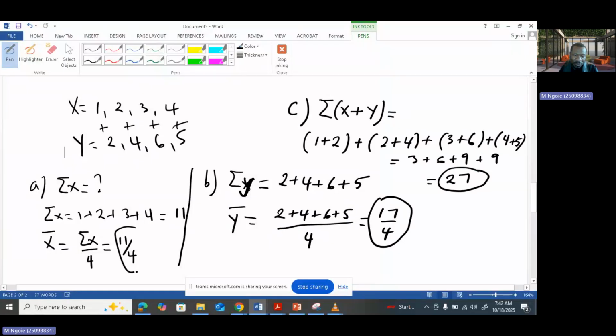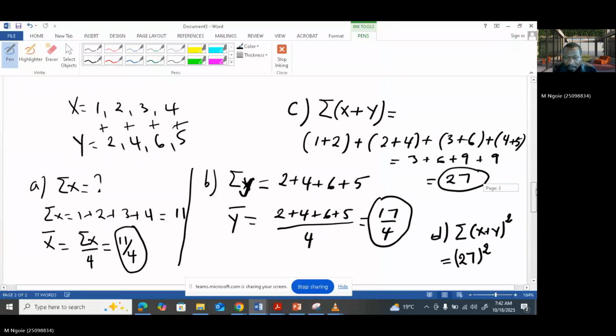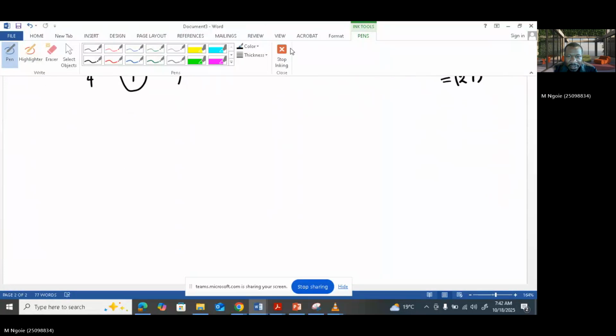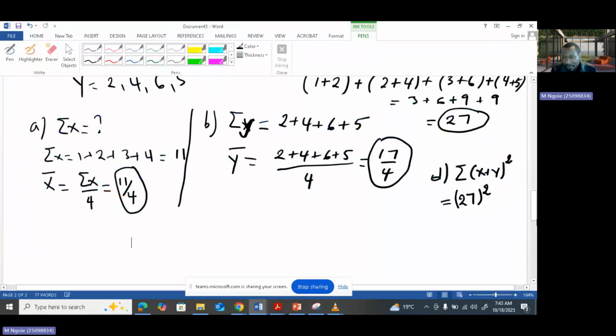So I'm just showing you different ways, right? But sometimes also they can ask you maybe to get the sum of x plus y, squared, right? So this one means your answer is 27 squared, right? Let me change the scenario. Yeah, we are done with this one. Come down, okay.